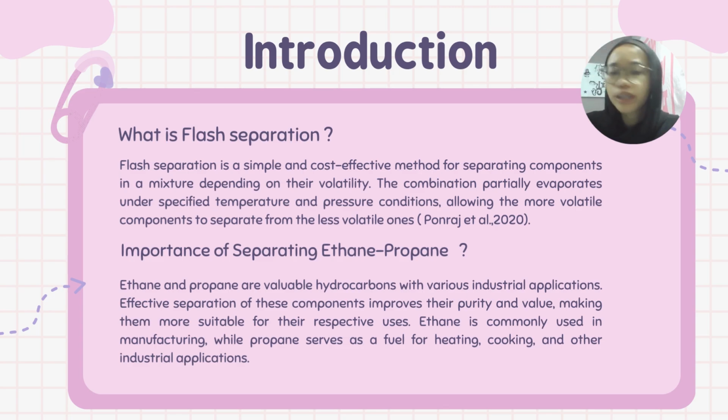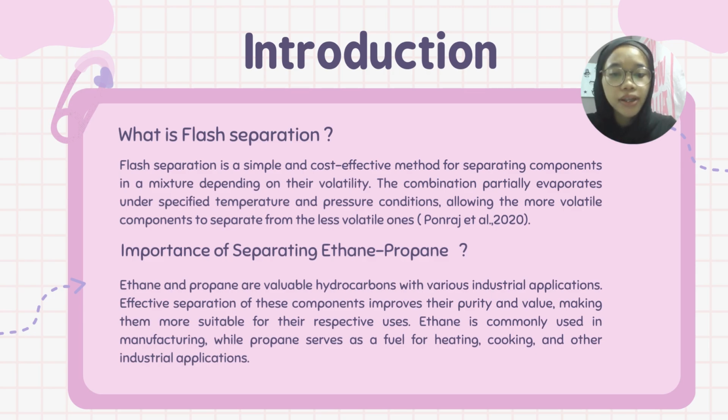volatility. The mixture of ethane and propane we are working with is a common byproduct in the natural gas processing and petroleum refining. Ethane and propane are valuable hydrocarbons in various industrial applications. Efficient separation of the components enhances their value and also purity.